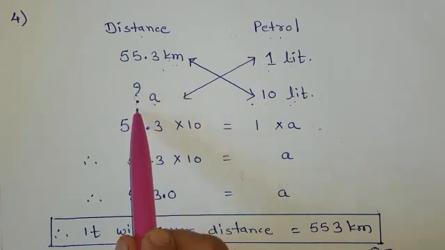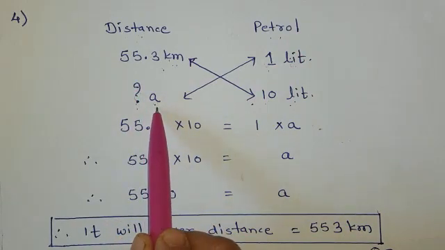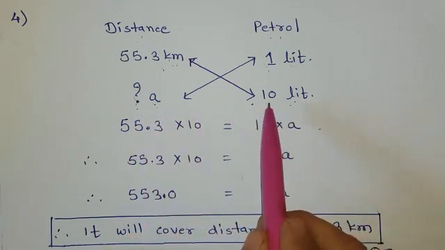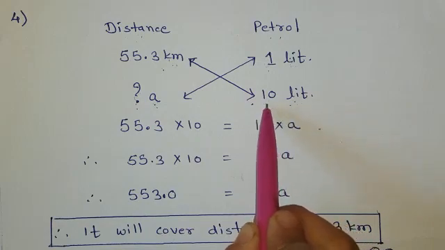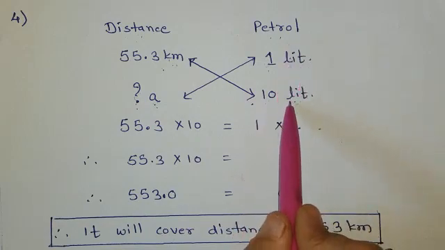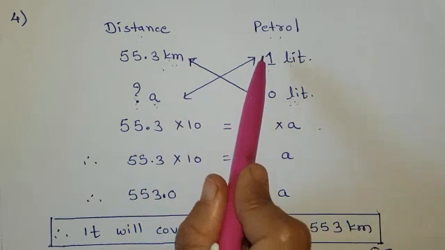So I have given the question mark below the distance and written variable A. You can write any alphabet. In 10 liter of petrol. So again it is the liter of petrol given, so I have written it below the petrol. Now do the cross multiplication.